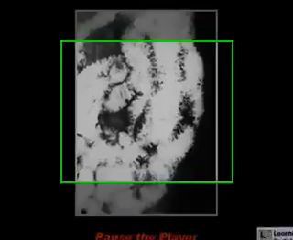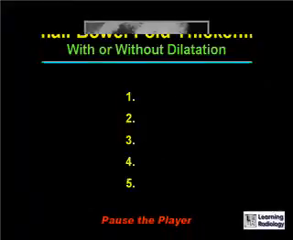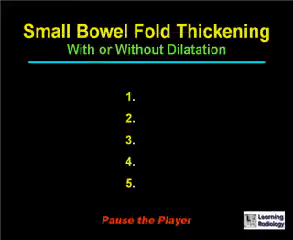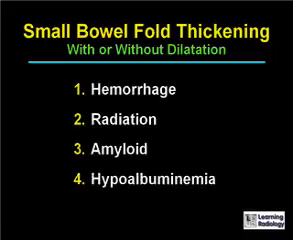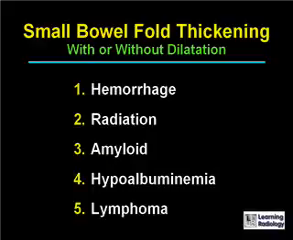This is your next differential diagnosis. The differential is for small bowel fold thickening with or without dilatation. There are 5 causes listed. Causes of small bowel fold thickening with or without dilatation include hemorrhage, radiation, amyloid infiltration of the bowel, hypoalbuminemia, and lymphoma.